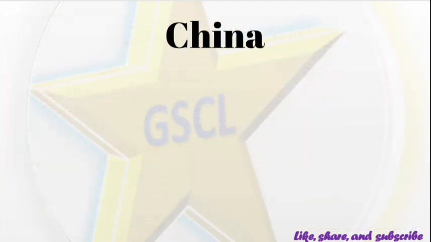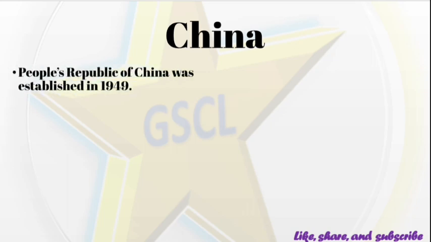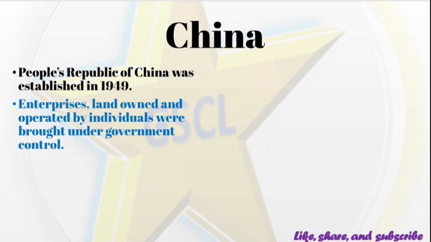Having seen a few indicators related to demography, economic and human development, let's learn particularly about major implementations of the People's Republic of China. It was established in 1949 with one party rule. Right after that, all the enterprises and land owned and operated by individuals were brought under government control.